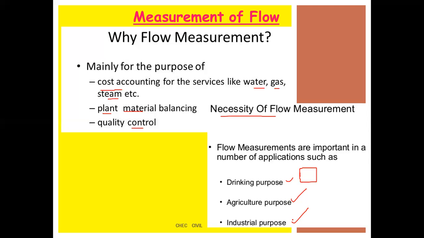Next one, industrial purpose. For the industrial purpose also, we are getting two types of water. One is we can dig a well nearby or inside your industrial area, and we can get the water. Second, you are purchasing the water from the treatment plant.